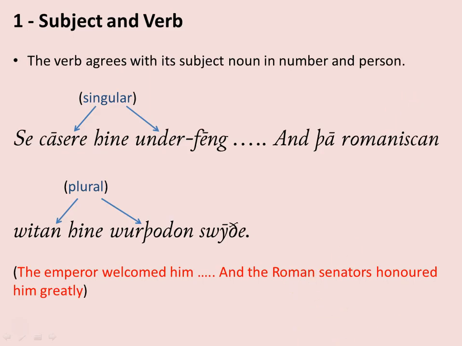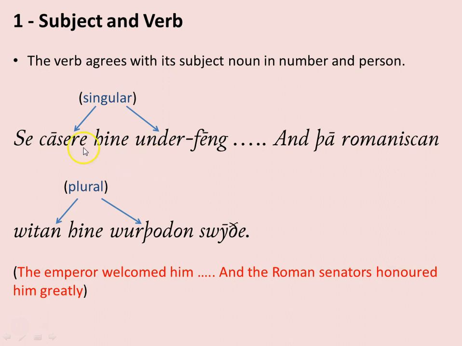Alright, so subject and verb. The verb agrees with its subject noun in number and person. So, se casere hine underfeng and da Romaniscan witan hine weorþodan swiðe. So the emperor welcomed him and the Roman senators honoured him greatly.